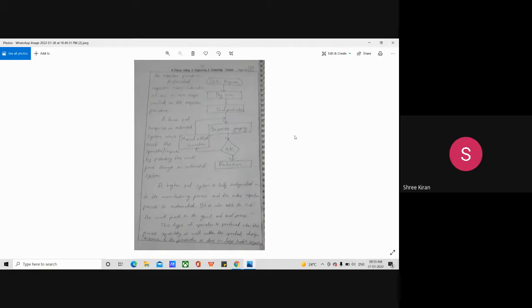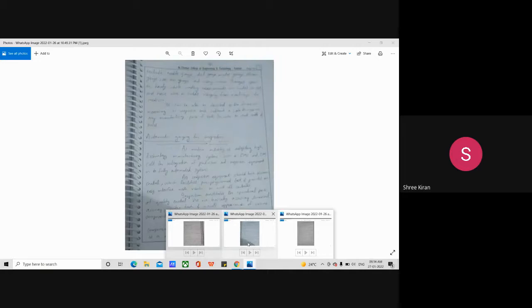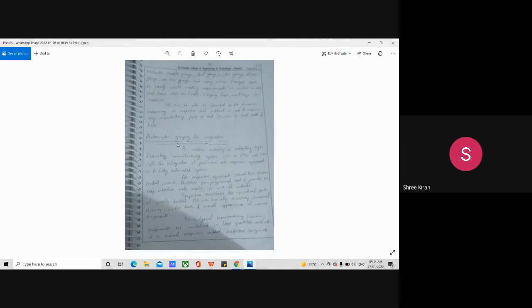I hope everyone has drawn the flow chart, right? Rahul? Yes, sir. Okay, so the topic we are going to discuss is automatic gauging for inspection.